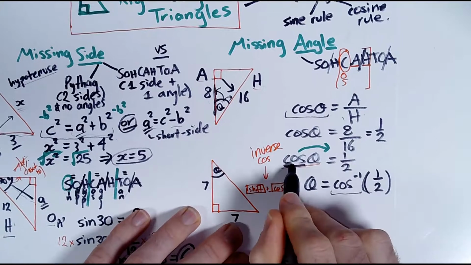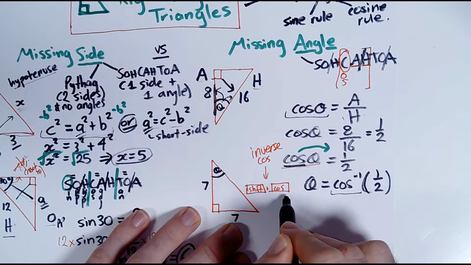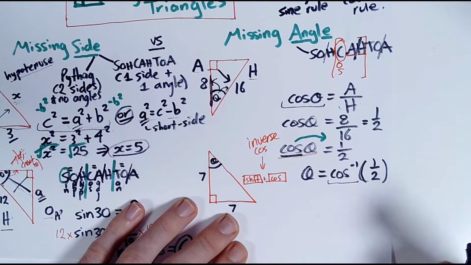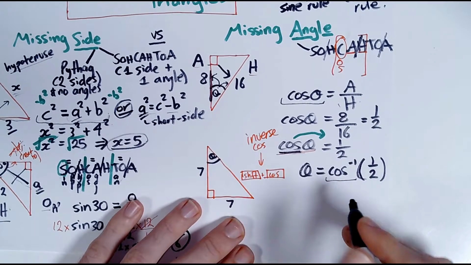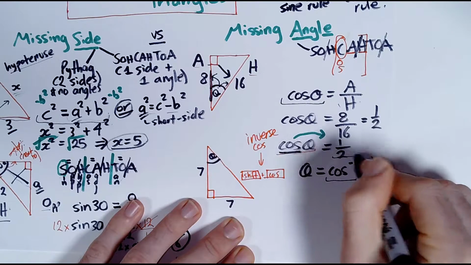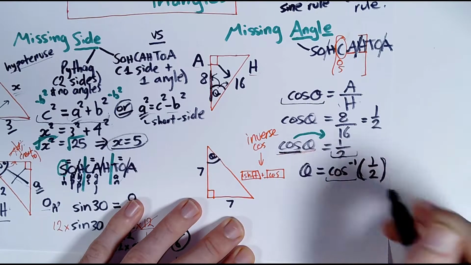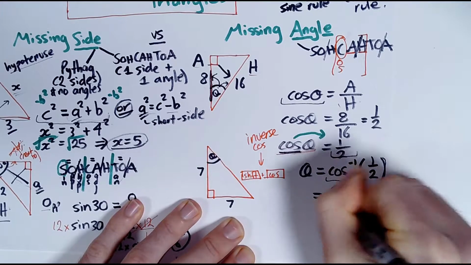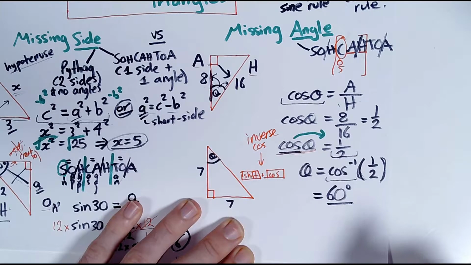If you want to get rid of cos, you hit shift cos in your calculator, which is inverse cos. You don't divide by cos because that doesn't make sense, because cos isn't a number. Then put that all into your calculator with brackets around the half, because whatever was on this other side goes in the brackets. And when you put that in your calculator, it should give you 60 degrees. So 60 is your answer.